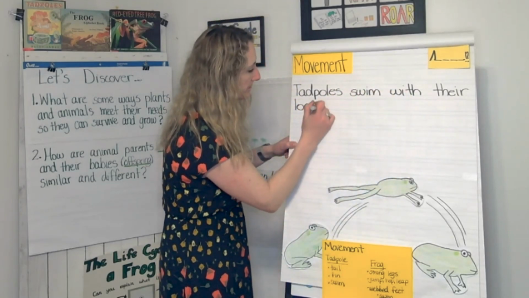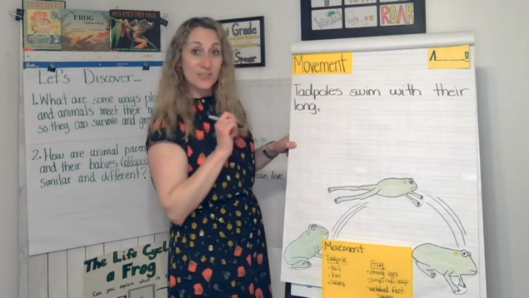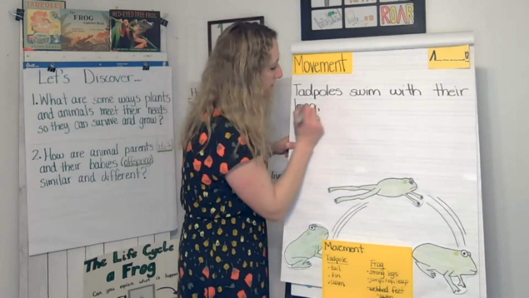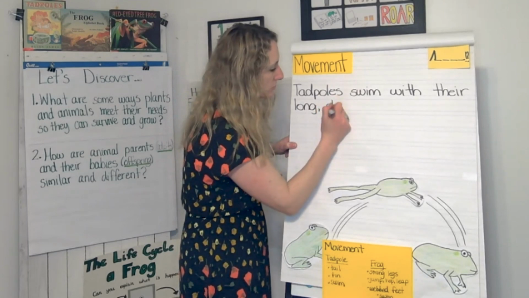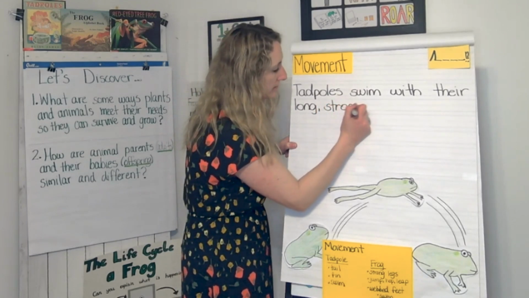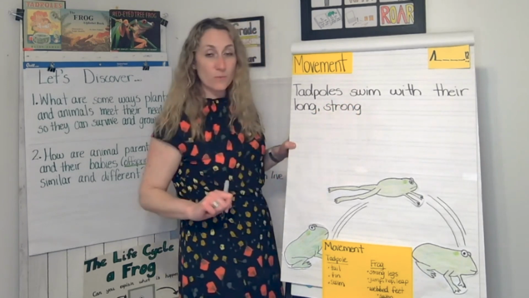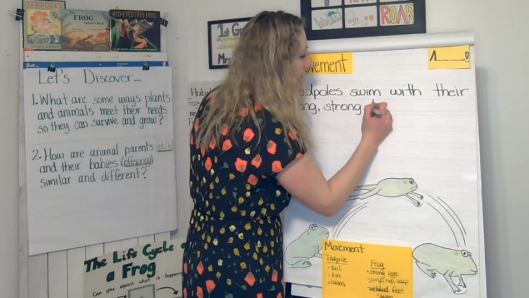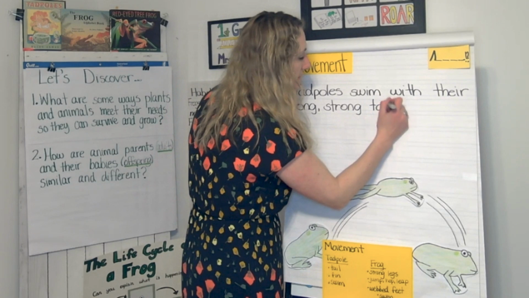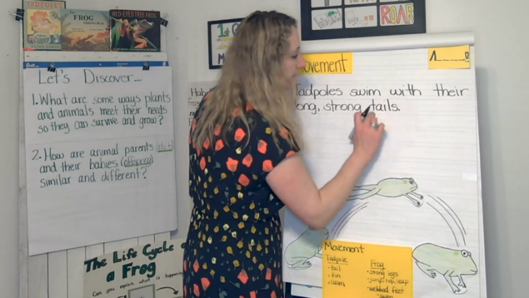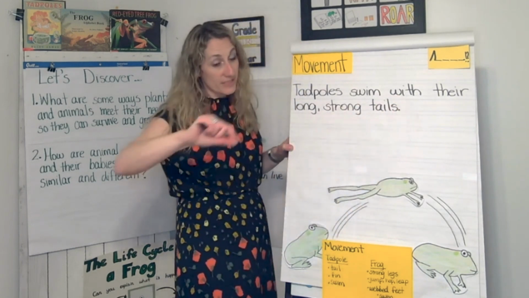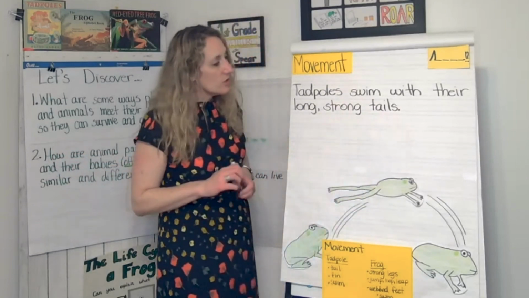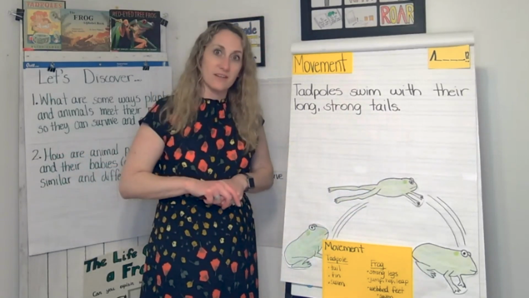Long, comma, strong. If we can spell long, we can spell strong. Long, strong, has that same ong sound. What do they swim with? Their long, strong tails. That's right. Tails. This tail means that part that's coming off the end of their body. Tails. So we know that tadpoles swim with their long, strong tails.